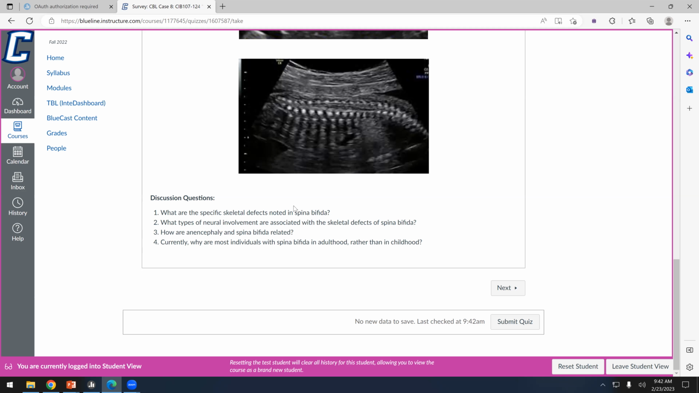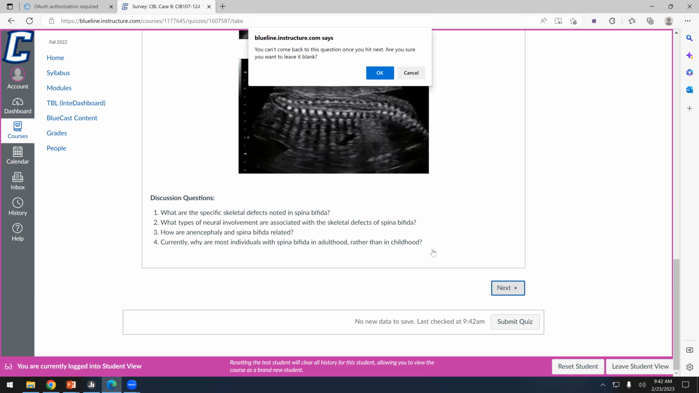These questions students answer in their teams. Only one of the team members has access to the case initially. So they answer these questions and then they go to the next.